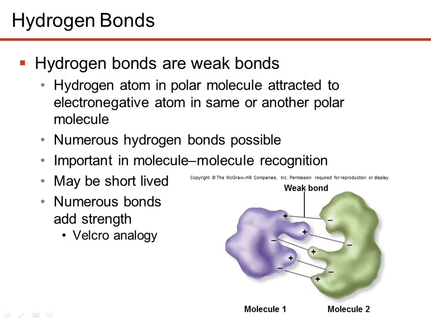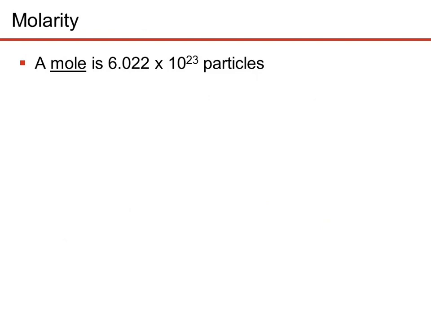But as these negative and positive bonds come together, if you just had one hook and one loop, it would be pretty easy to break them apart. But the more of those hooks, the more of those loops that you have linked together, the stronger those interactions are. And so that's the case in molecular interactions as well.